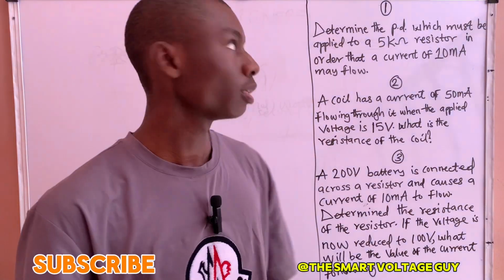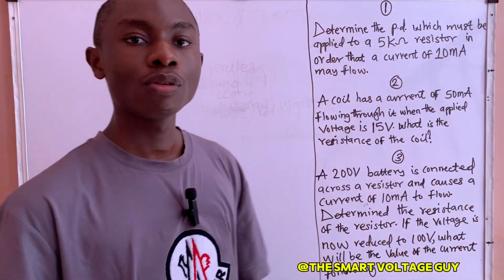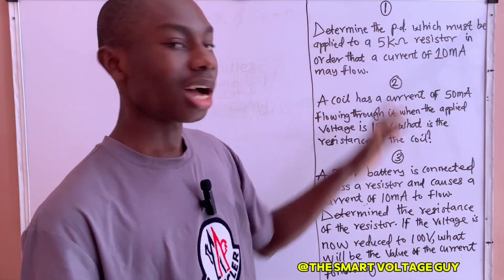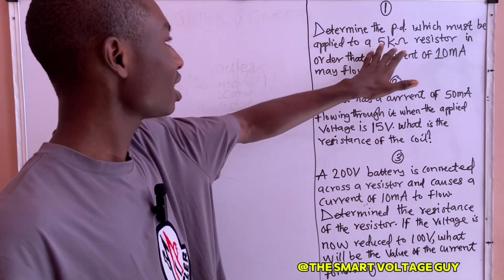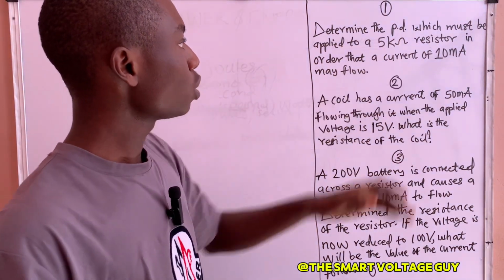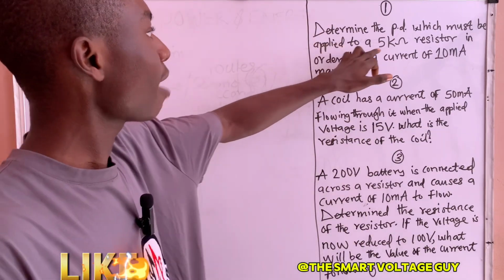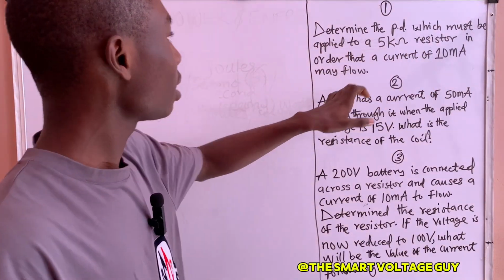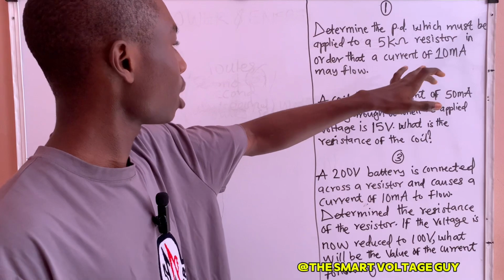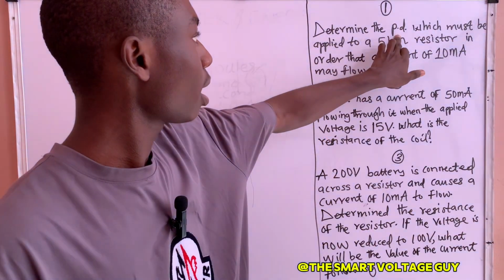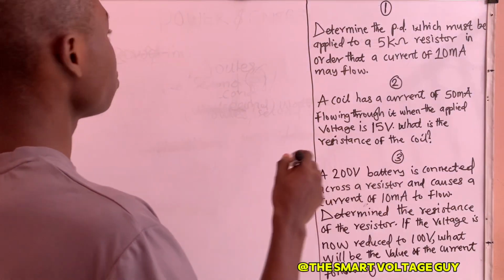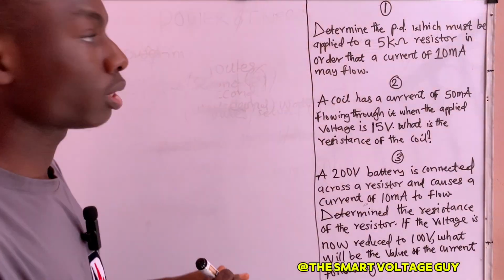Students, today we're going to look at Ohm's law problems. From question 1, we are told to determine the potential difference, PD, which must be applied to a 5 kilo ohm resistor in order that a current of 10 milliamps may flow. We are told to determine the potential difference. So the potential difference is voltage.